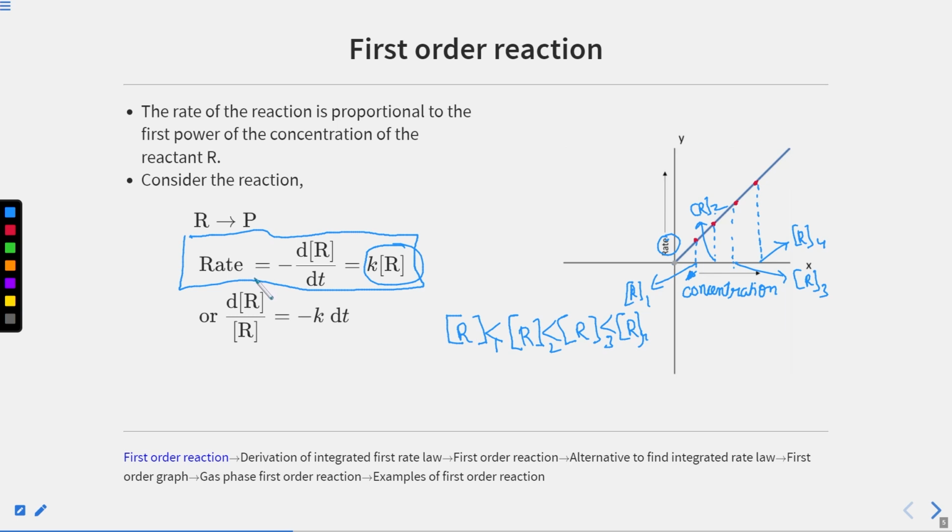Now if you are asked how you got a straight graph like this, simply compare your equation with y = mx + c, where we have rate = k[R].